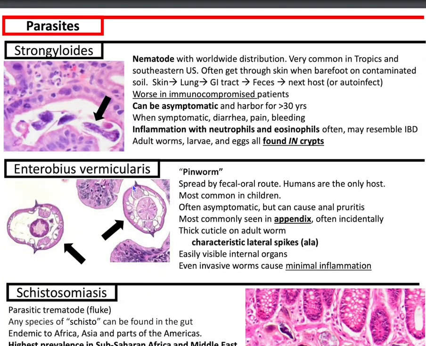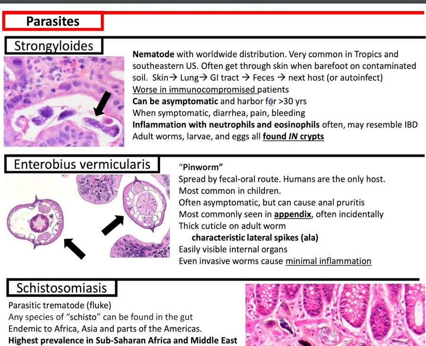Okay, parasites. Strongyloides, this is a nematode with worldwide distribution, more common in the tropics and southeastern US. You get these when you walk barefoot on contaminated soil. It'll penetrate through your skin, go to the lung, go to the GI tract, and then out through your feces, and then onto the next host or auto-infect. It's worse in immunocompromised patients. It can be asymptomatic and harbor for greater than 30 years.